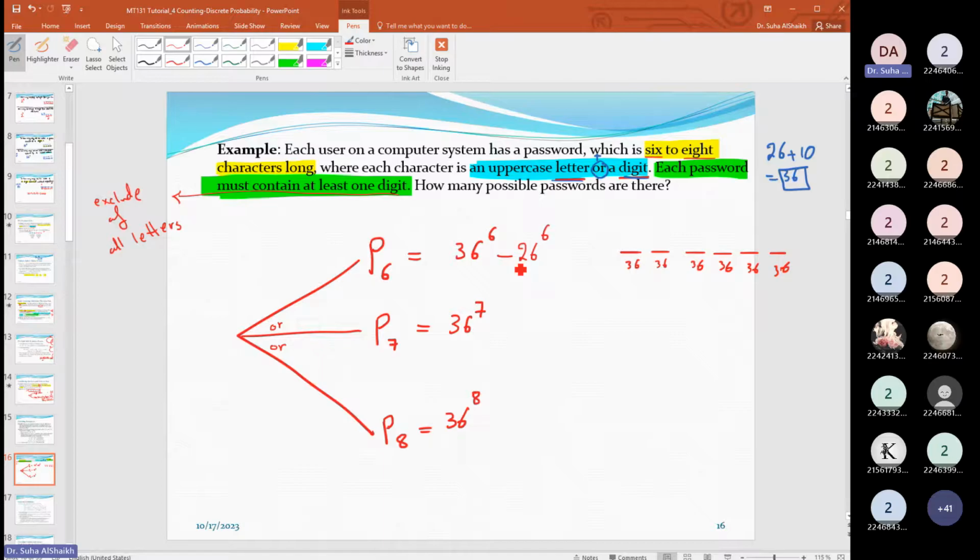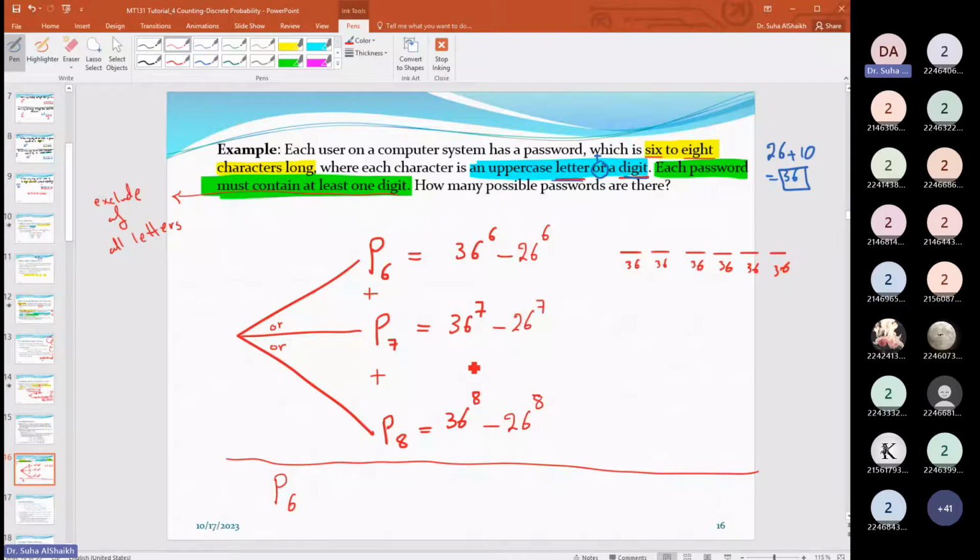And from here, I'm going to exclude 26 to the power 7. And from here, I'm going to exclude 26 to the power 8. This is to exclude the cases that are all letters. Of course we have an or, so we will finalize the solution by adding everything. The solution is password 6, which we calculate, plus password 7 and password 8. This will give you the final answer.